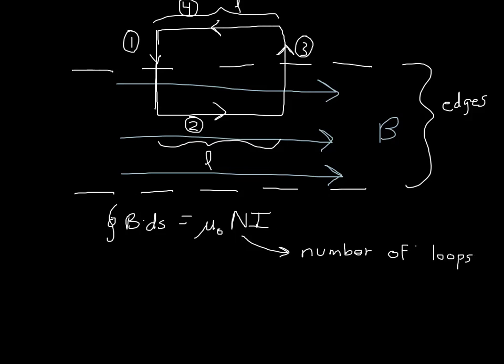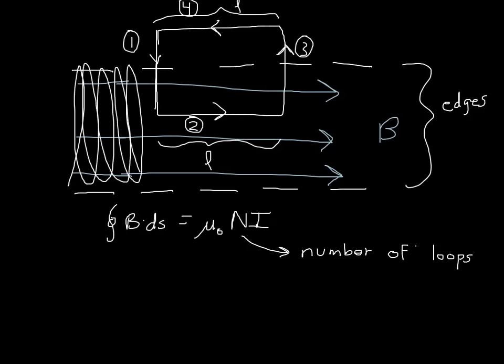We need to remember the current in one loop is going to stack. It's going to increase. And this solenoid, it has multiple loops. So if I looked at a little portion of this to see what it looks like, to see these little current loops, this solenoid is looping around and around and around. And each one of these little loops contributes some amount of current, contributes this I. So I need to stack those up. I need to multiply them together. So I need to multiply my current times n, however many loops are inside of my solenoid.